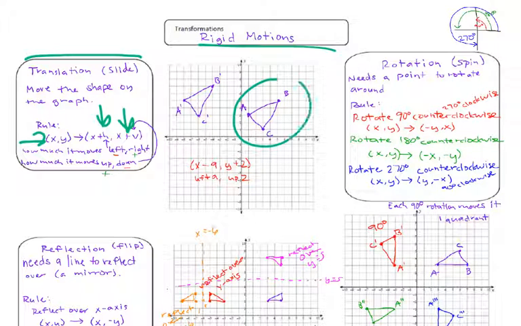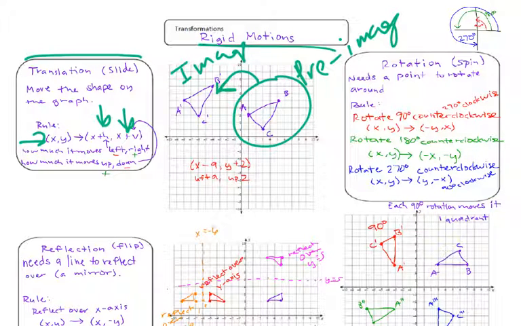Now the shape we start with is called the pre-image, and where it moves, we call that the image. Generally we use apostrophe marks to do that, and we call it prime. So this would be triangle ABC for the pre-image. The image would be triangle A prime, B prime, C prime, and that's how we say it. And that's dealing with the translations.